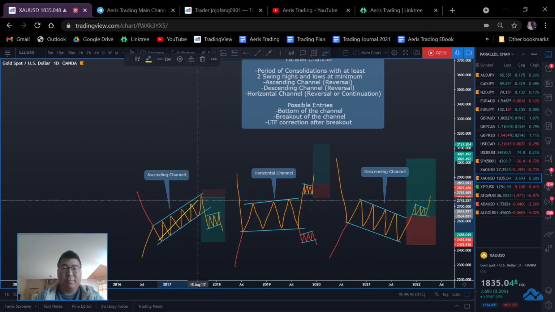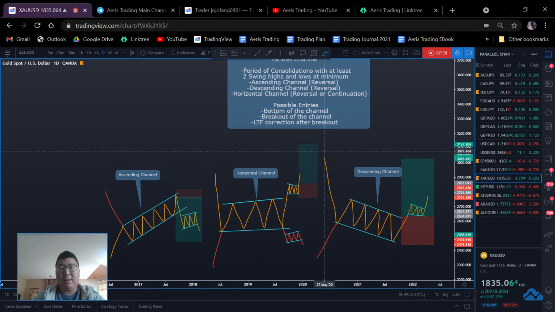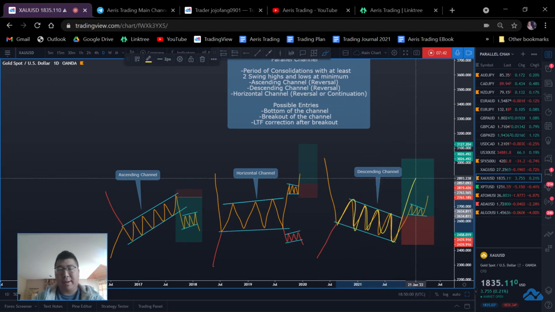The reversal part is when the price is moving up correctively, preparing to reverse down. Same thing as a descending channel, the price is pushing down correctively to reverse back up.